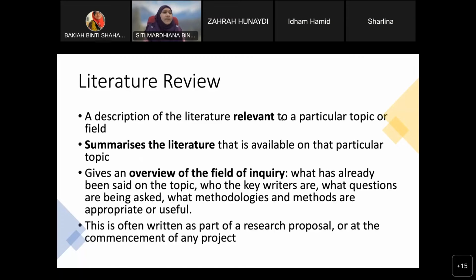So what is the literature review? I know most of you should know about this. It is a description of the literature relevant to a particular topic or field, and it summarizes the literature that is available on that topic, and also gives an overview of the field of inquiry: what has already been said on the topic, who the key writers are, what questions are being asked, what methodologies are involved, and what methods are appropriate or useful. This is often written as a part of a research proposal or before commencement of any project.